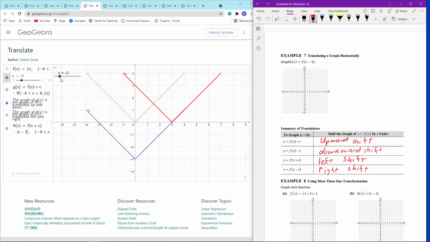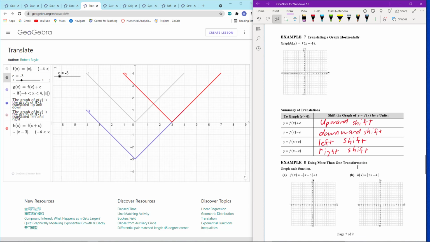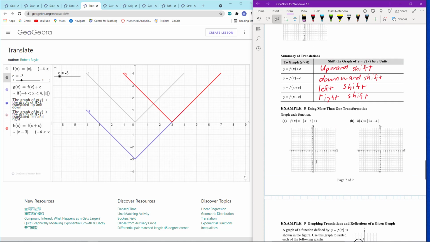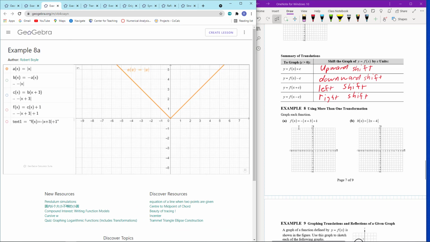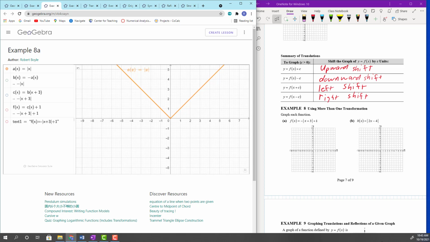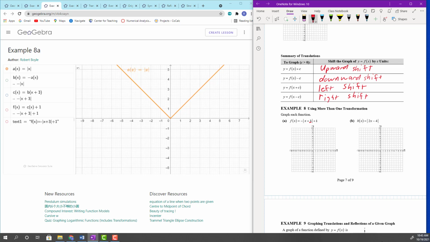And that brings us to, yes, you guessed it, our very last example. Woohoo! Here is example 8. Here we're going to talk about how to handle more than one transformation of a certain function. So here we have f of x equal to negative the quantity absolute value of x plus 3, and all that plus 1. So we actually have 3 transformations here. We have a horizontal shift to the left, a vertical shift up, and a reflection about the x-axis.